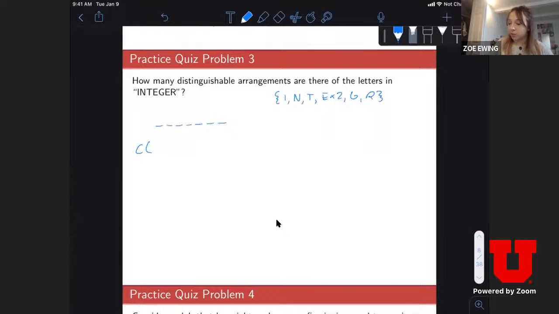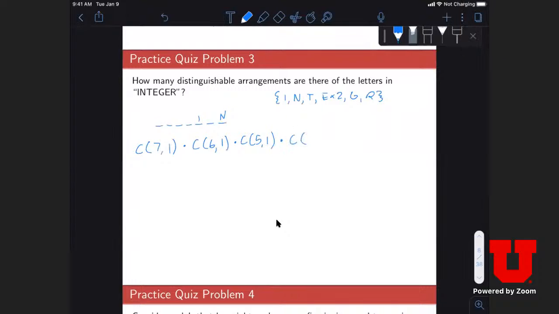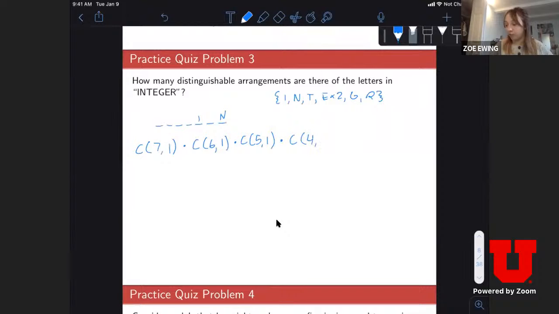So first we have 7 blanks and we choose 1 for the I. And then because we filled in one of the blanks with an I, now we only have 6 available. And so we choose 1 for the N. And we basically keep going like that until we get to the E's, which now we have 4 spots available, but we're filling 2 of them. And then because we picked 2 of them, we now only have 2 available for the G, and we pick one of those spaces. And the last one for the R is just automatic. So that's a lot of stuff to write down.